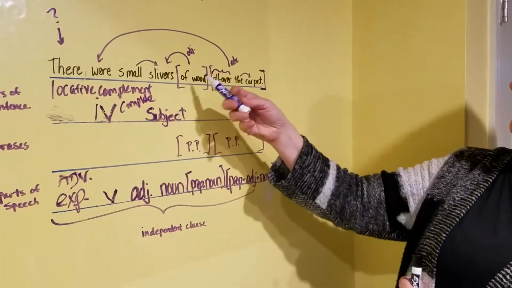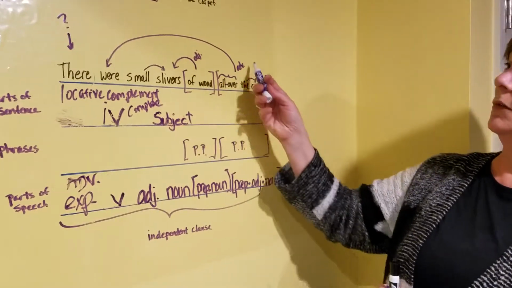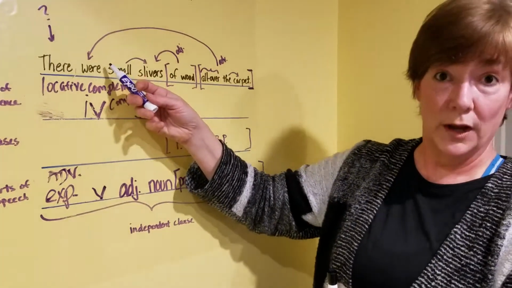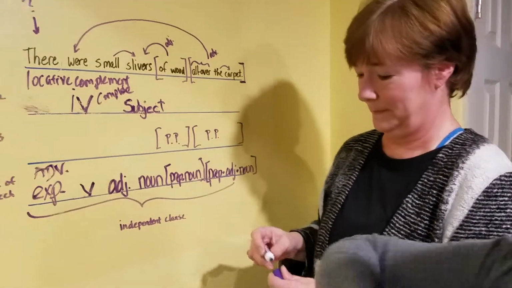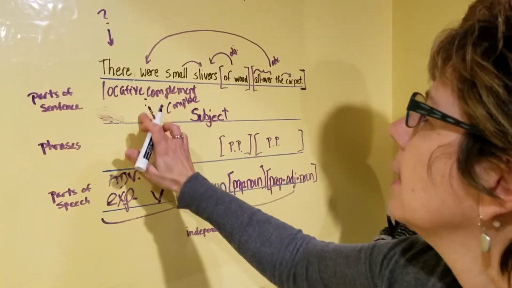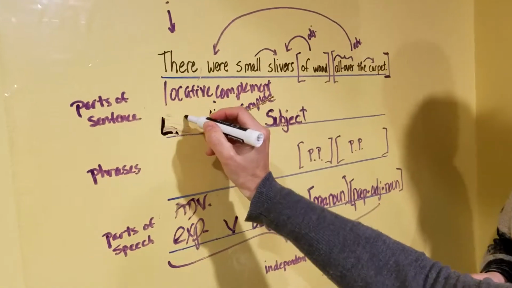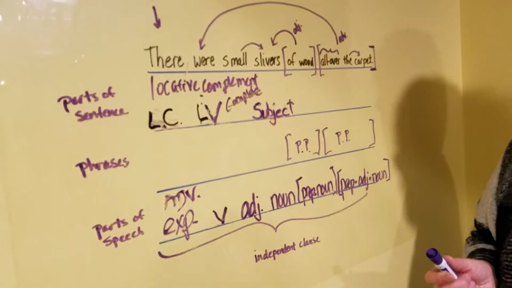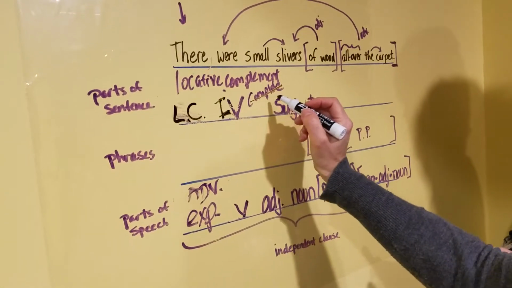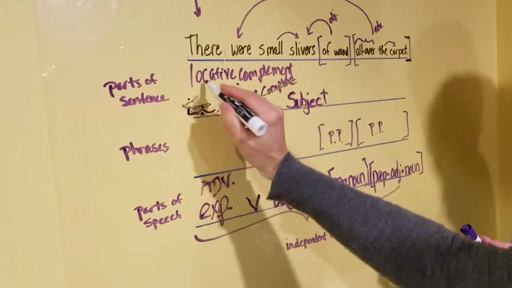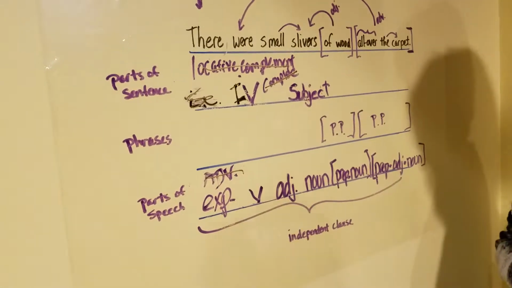And then, of course, we've got some prepositional phrases going on, one of which describes the slivers of wood and one of which answers the question where again, so it's adverbial. So if we think it's a linking verb, just to recap, then this becomes the locative complement. And if we think it's an intransitive complete, then this becomes an expletive, not an adverb.